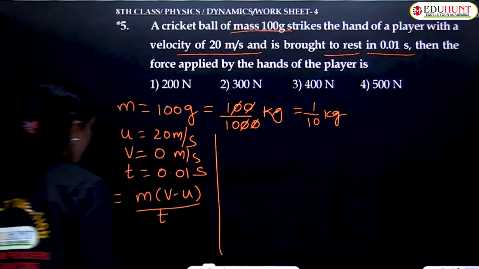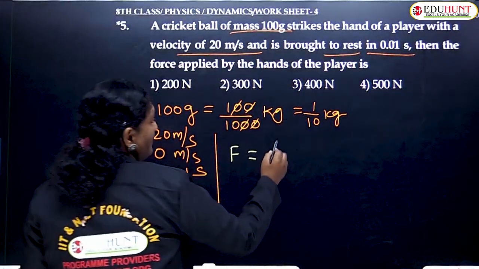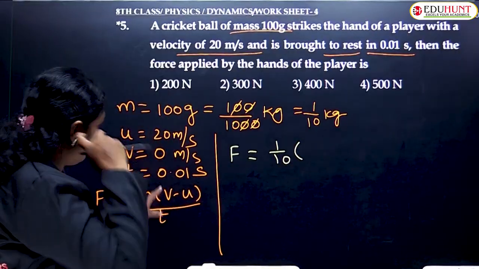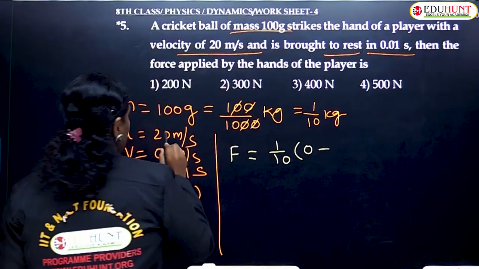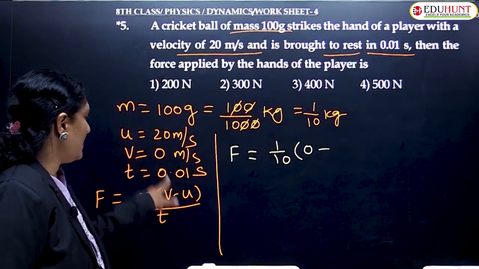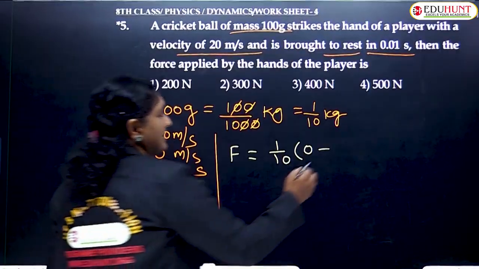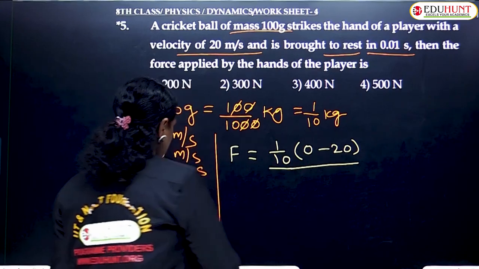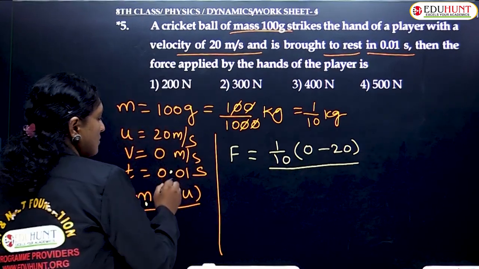So, going ahead. F is equal to, instead of mass, how much should I replace? 1 by 10 into (v minus u). What is the value of v, children? 0 minus u. m I substituted as 1 by 10. v I substituted as 0. u I substituted as 20, whole divided by time. How much is the value of t, children?